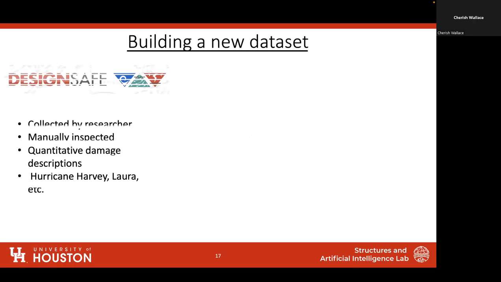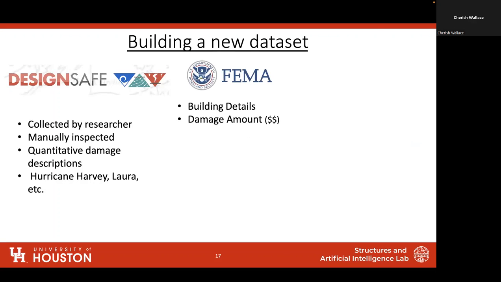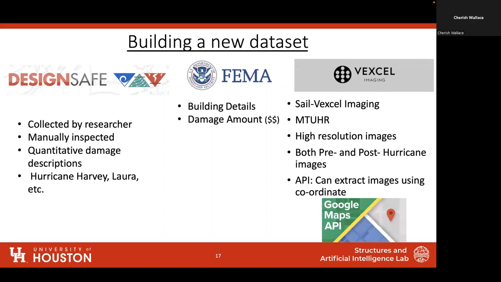So just to summarize, using the DesignSafe website, we have FEMA, and then the Vexcel Imaging API and Google Maps API. I've talked about these sources. We'll be getting the ground truth, which is collected by the researchers, from the DesignSafe website, and then the damage amount from FEMA, which, after the whole inspection, gives you the amount of aid you should get after being affected. And then using Vexcel Imaging and Google Maps, I'll be extracting images.